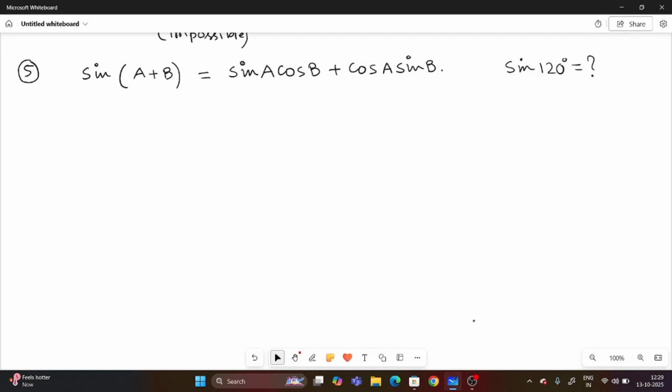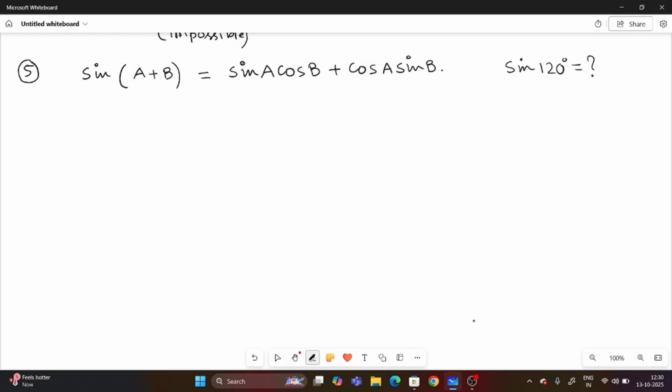How to solve this type of question? From the trigonometric table, we know the value of standard angles. That means sin 0 degree is 0, sin 30 degree is half, sin 45 is 1 by root 2, sin 60 is root 3 by 2, and sin 90 is 1. So we have to remember that table. So now we should choose A and B in such a way that they are standard angles as well as their sum is 120 degree.